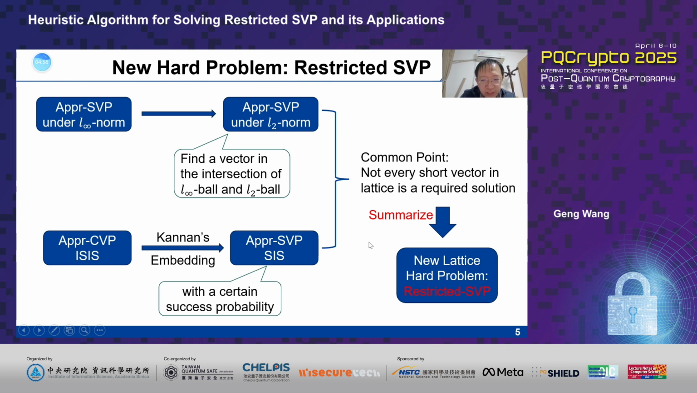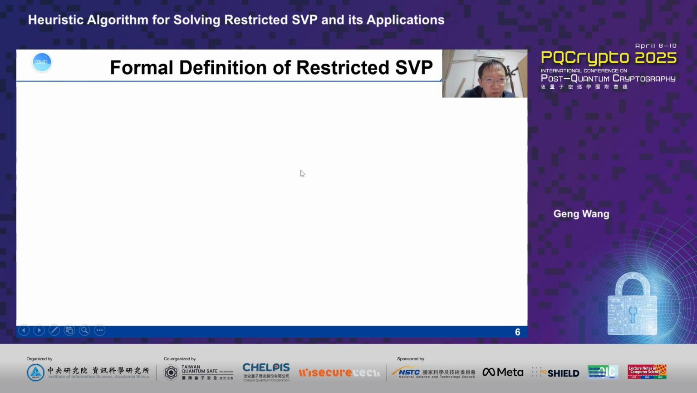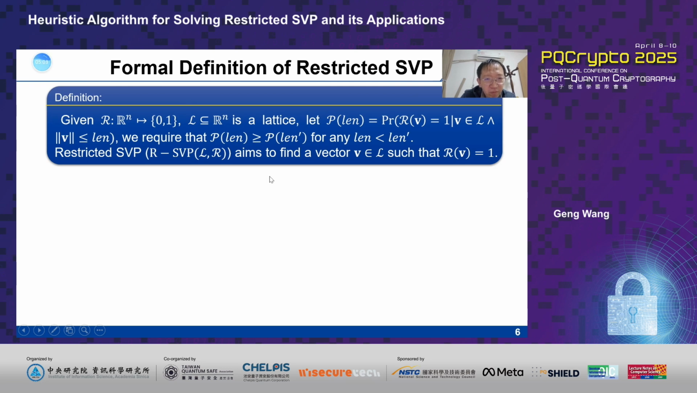We call it restricted SVP, which is the title of this paper. So we give a formal definition for restricted SVP. We define it by a predicate R, which we call the restriction. And R is related to a probability function, which we write as P-len. P-len means the probability that a lattice vector whose length in Euclidean norm is shorter than len can pass the restriction.